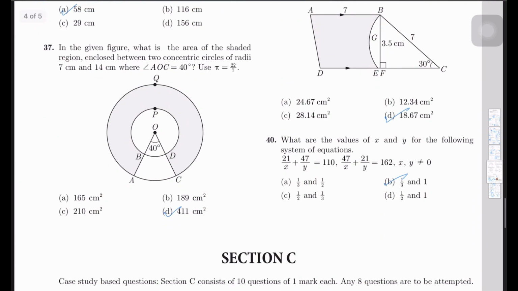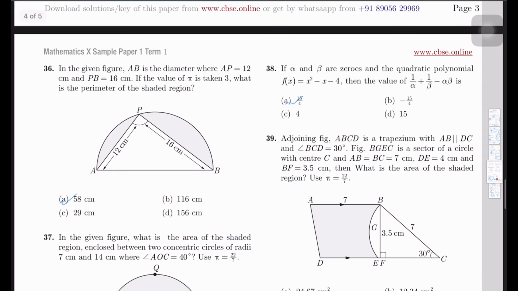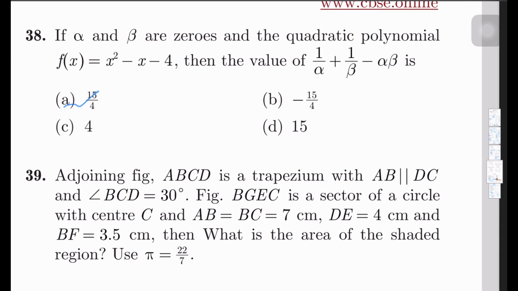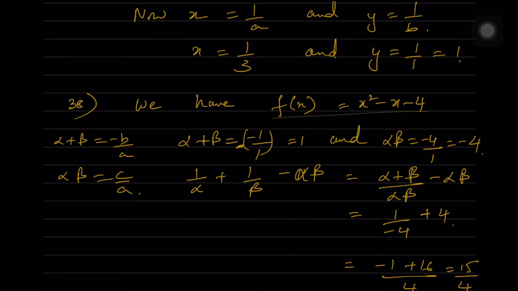Now you are going into the next problem, that is 38th problem. If alpha and beta are zeros of the quadratic polynomial f of x is equal to x square minus x minus 4, then the value of 1 by alpha plus 1 by beta minus alpha beta is how much? So how do we do this? I'll again show you in the note. We have that f of x is equal to x square minus x minus 4.